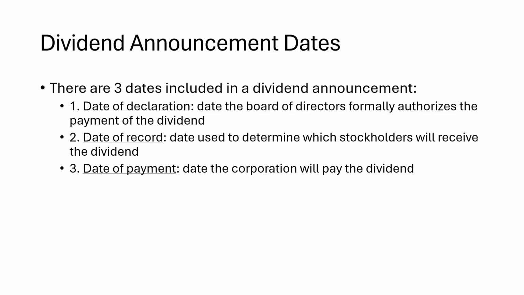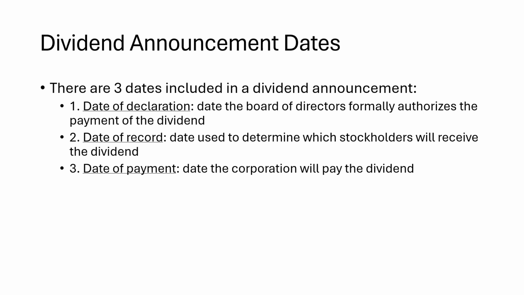There are three important dates having to do with dividends. So the first is the date of declaration. That's the date the board formally authorizes the payment of the dividend. So they vote to declare and pay a dividend, and that creates a legal liability of the corporation to its stockholders. Then there's the date of record.